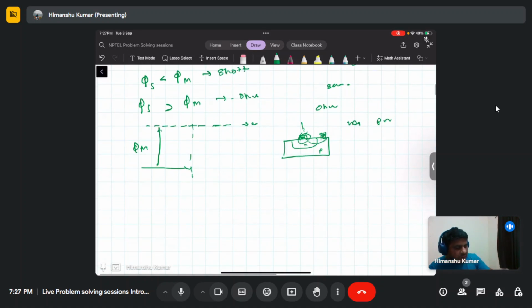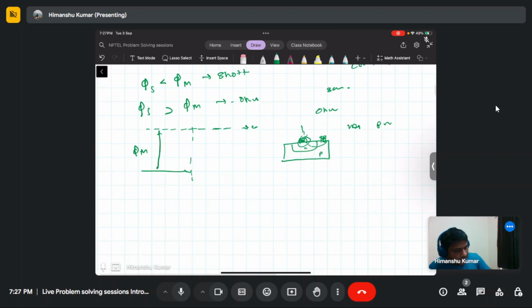So let's say we are drawing for a Schottky junction. The semiconductor work function is smaller compared to the metal work function. So this is EF, and as you can see, this phi s is smaller compared to phi m. And with respect to this Fermi level, you can draw the conduction band and valence band. So you can draw the conduction band EC. This is EC, and this again you can draw.